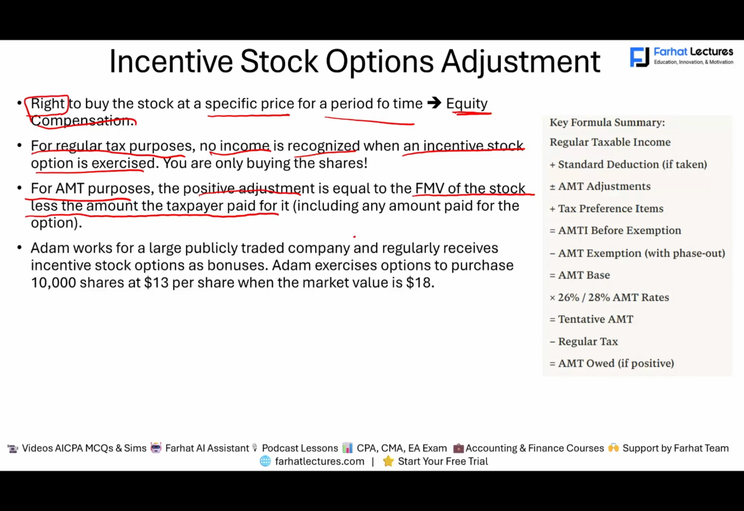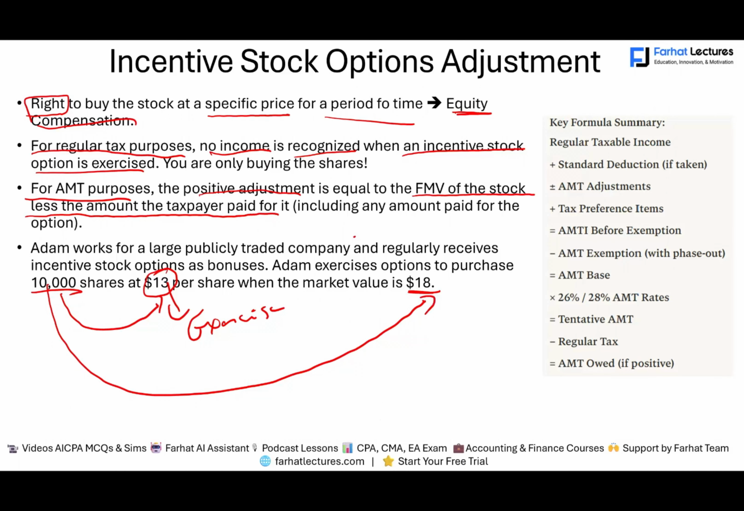So let's assume Adam works for a large publicly traded company and receives incentive stock options. And let's assume Adam exercised options to purchase 10,000 shares at $13 when the stock price is $18. So Adam had 10,000 options, and the options give Adam the right to buy the shares at $13. This is the exercise price. Now when the share price is $18, guess what Adam did? Exercised. So he bought the shares at $13 and the price is $18.